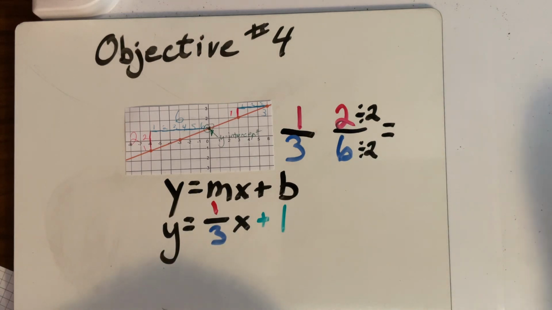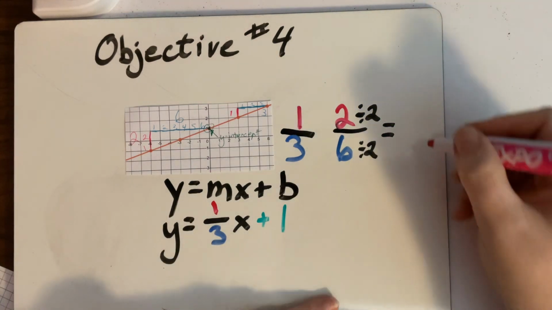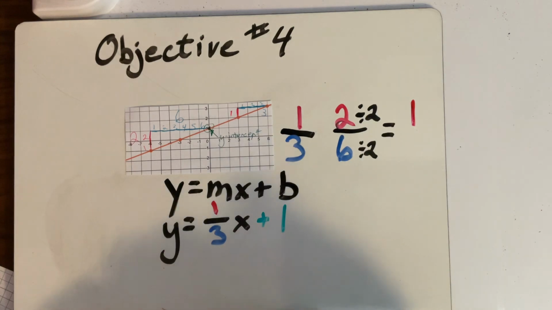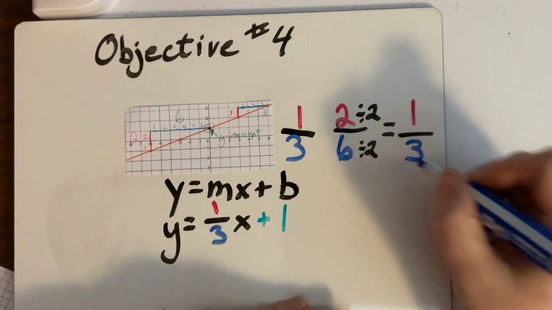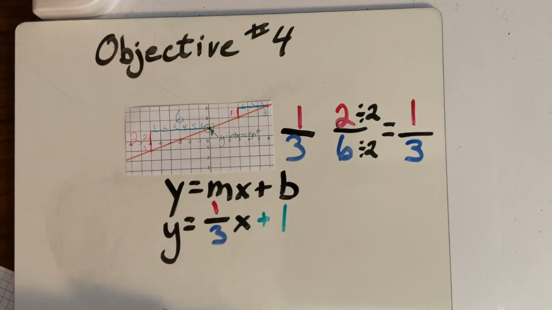Well, 2 divided by 2 is 1. And then if I take 6 and I divide that by 2, guess what I get? 3. So that's where that simplified version comes in.